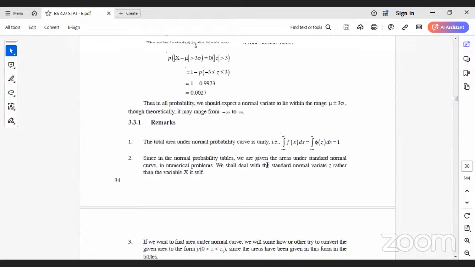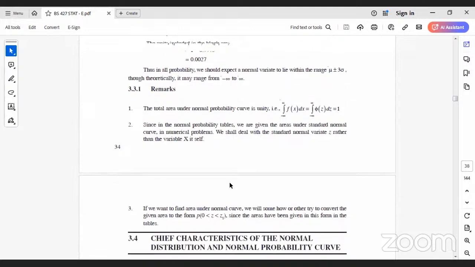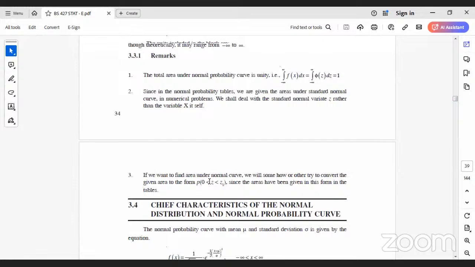So these are the values, the remarks. The total area under the normal probability curve, integration from minus infinity to infinity of f of x dx, is equal to integration from minus infinity to infinity of phi of z dz, is equal to 1. Since the normal probability tables give the areas under the standard normal curve, in numerical problems we shall deal with the standard normal variable rather than the variable x itself. If you want to find the area under the normal curve, you have to somehow cover the given area P of 0 less than z less than z1, and the area is given from the table.